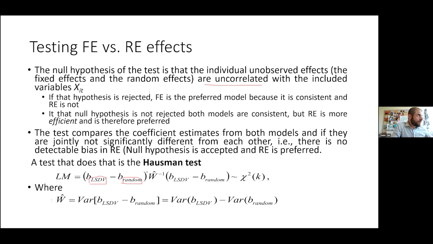So if this hypothesis is rejected, the fixed effect model is preferred because it provides me with consistent estimates. If I fail to reject the null hypothesis, in this case, I will rely on the random effect because it provides me with more efficient estimates compared to the fixed effect. So is that clear?